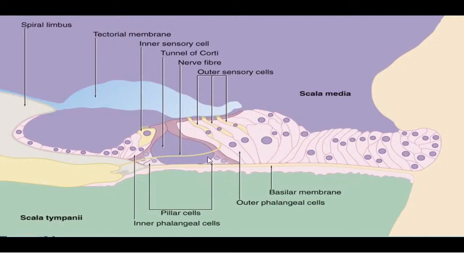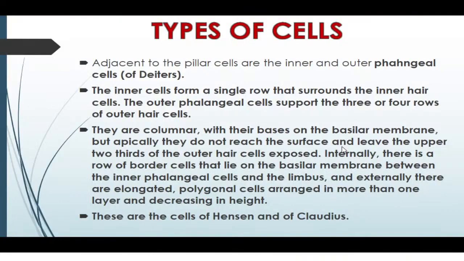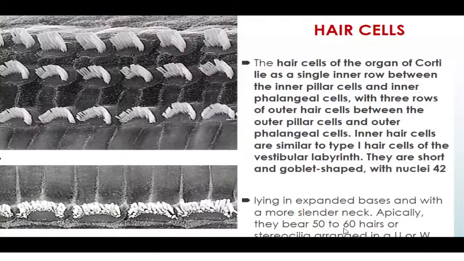Also, we have seen here there are some cells in the scala media, which are named Claudius cells and Hensen cells, Hensen and Claudius cells. And more important, the haired cells. The haired cells of the organ of Corti lie as a single inner row between the inner pillar cells and inner phalangeal cells, with three rows of outer haired cells between the outer pillar cells and outer phalangeal cells.